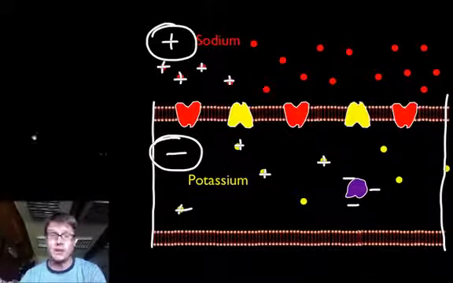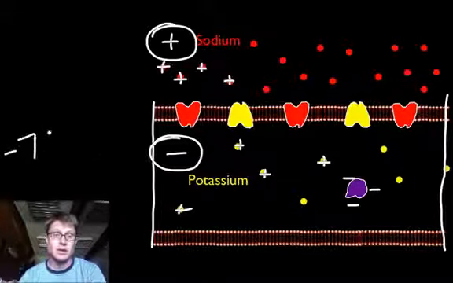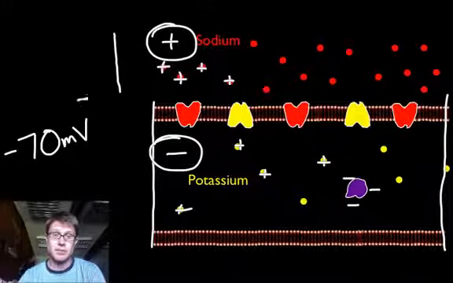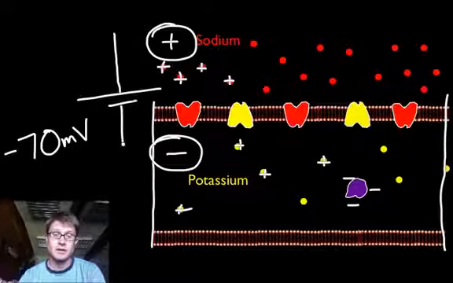And we can actually measure that. In a typical neuron or a typical nerve cell, it's going to have a voltage of negative 70 millivolts. What does that mean? It's a battery. And so there's a battery across our neuron. It has energy, or the ability to do work across that membrane.